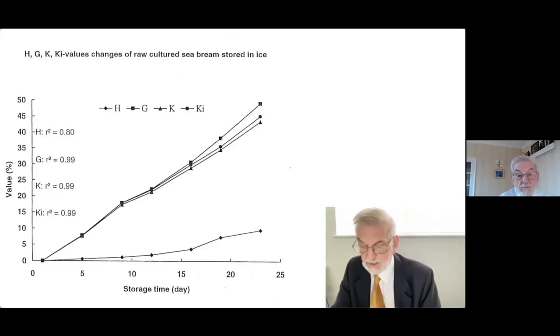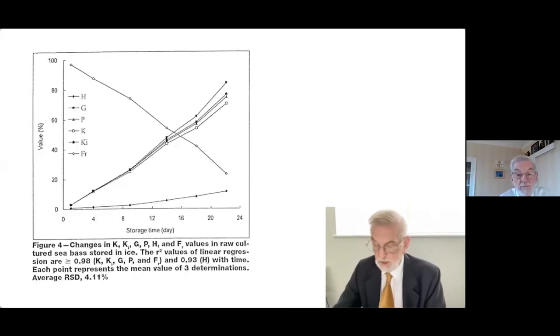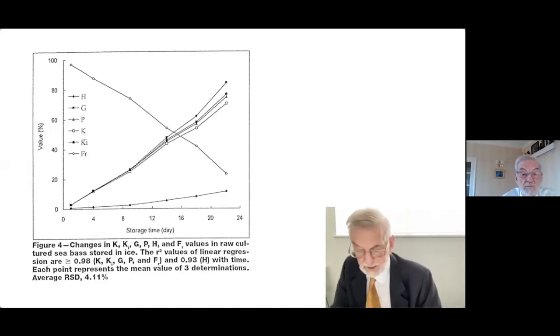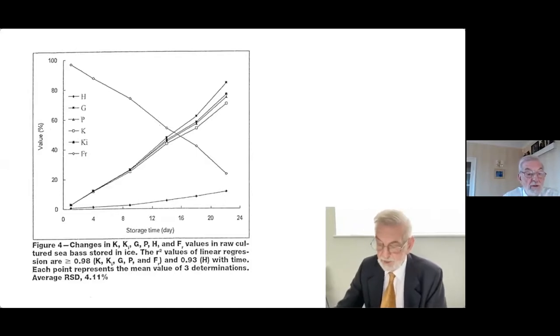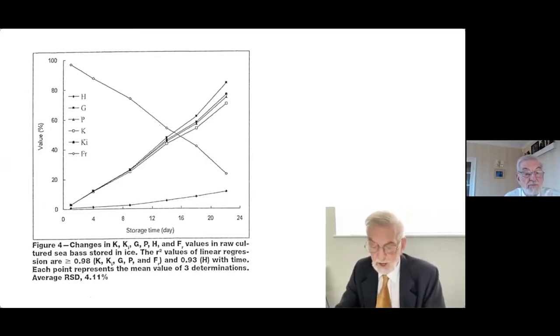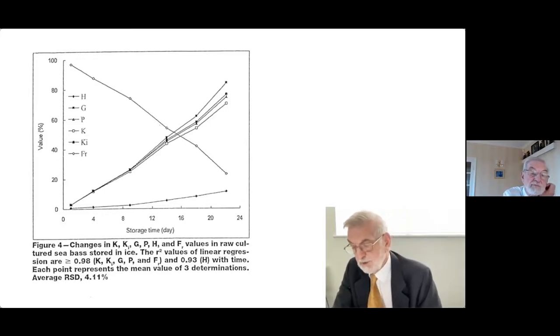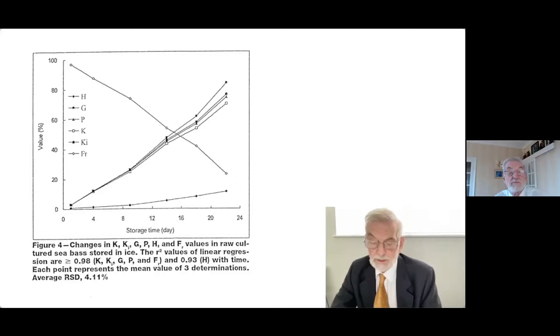If we move on to the next slide, this is showing cultured sea bass stored in ice. The R values are pretty good, very good linear regression on that. And if we look at the storage time, again we went up to 23 days, and you can see the K values on this one, which are the round open circles. Again, that increases from a very small value at day 1 and goes up to about 65 at day 23.